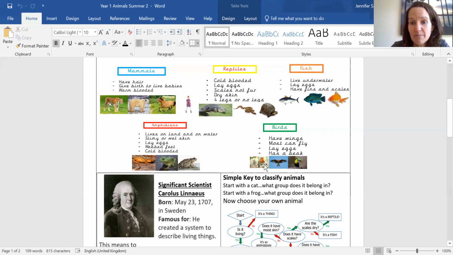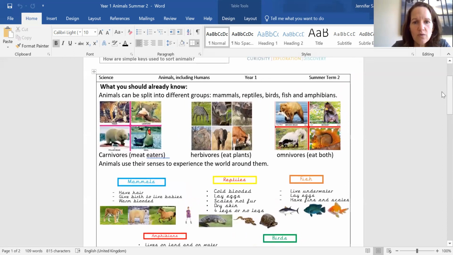And the last one we have is birds. They have wings, most can fly, they lay eggs, and they have a beak. So do you remember, we learned about those 5 groups and all their features. Now, the other thing that we learned about that you should already know is the diet of the animals.